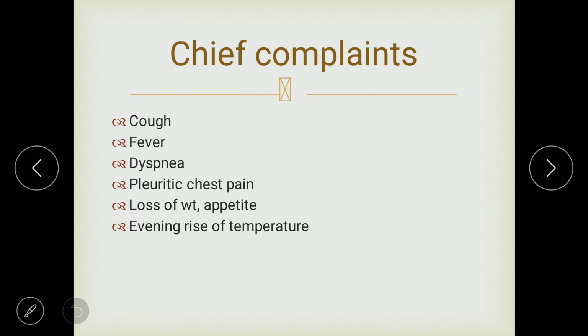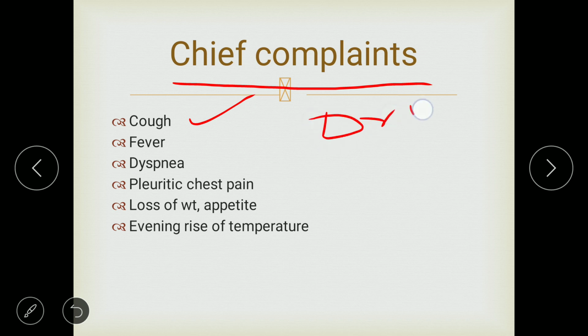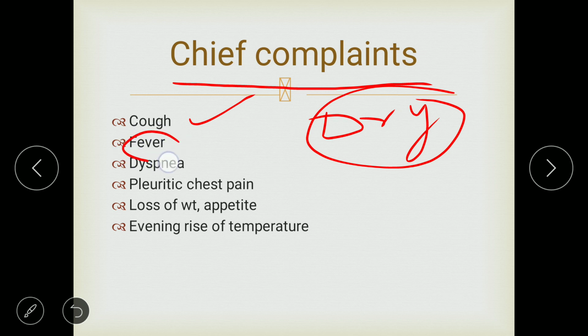Chief complaints. As with any other disease, there are some complaints that pertain to pleural effusion alone. One such is cough. The patient will be having cough, and this cough in pleural effusion per se will be dry, not productive. The mechanism will be dealt with in a later slide. So the first and foremost complaint will be dry cough. One another condition where you will get this dry cough is interstitial lung disease, that is pulmonary fibrosis. Next one is fever. You can get fever.